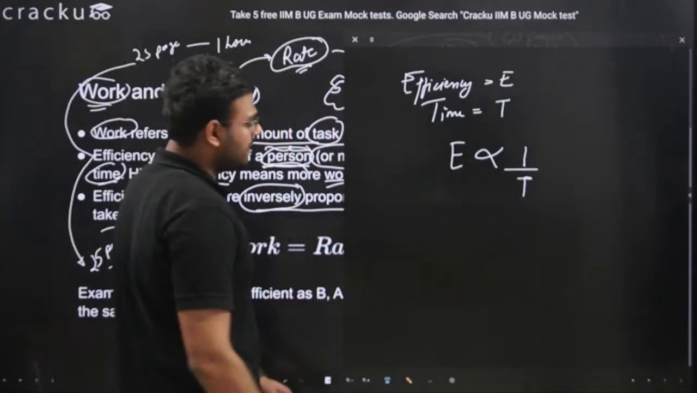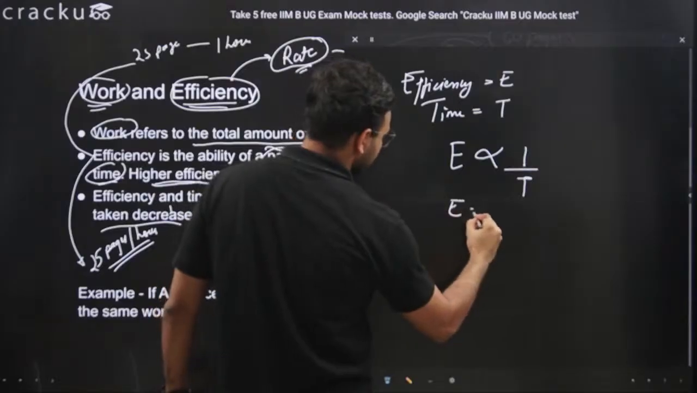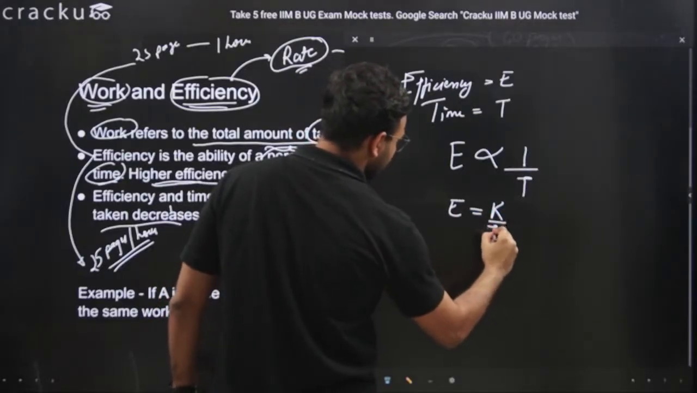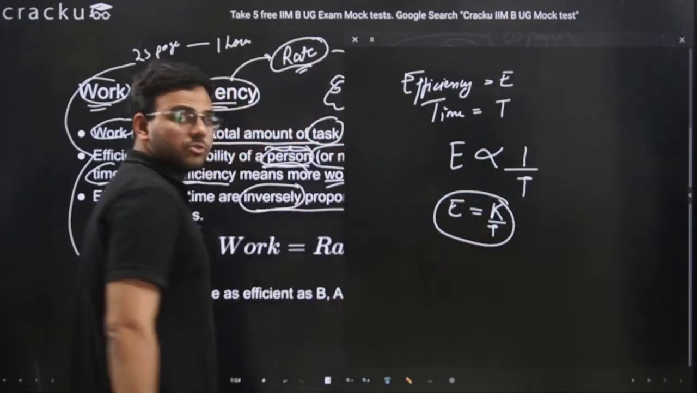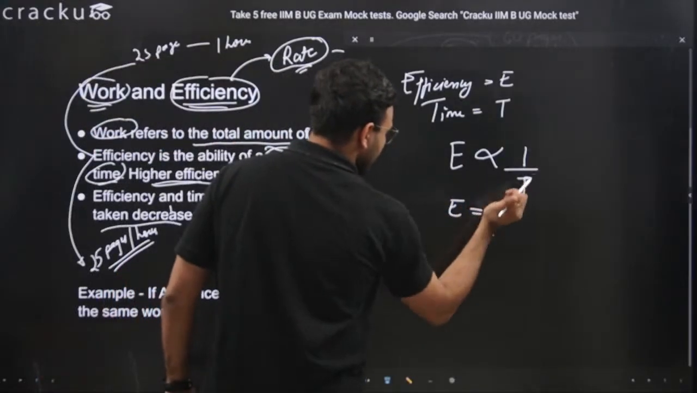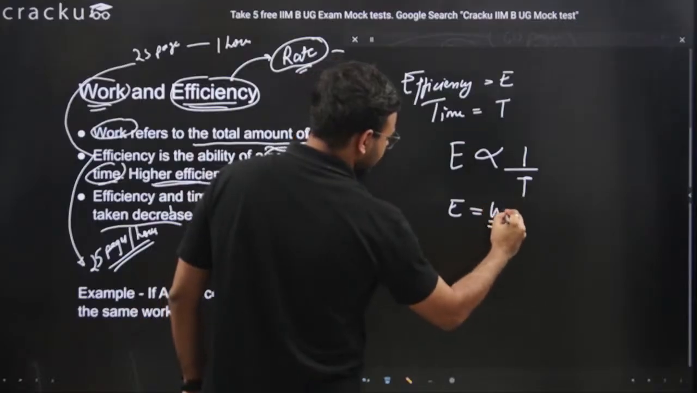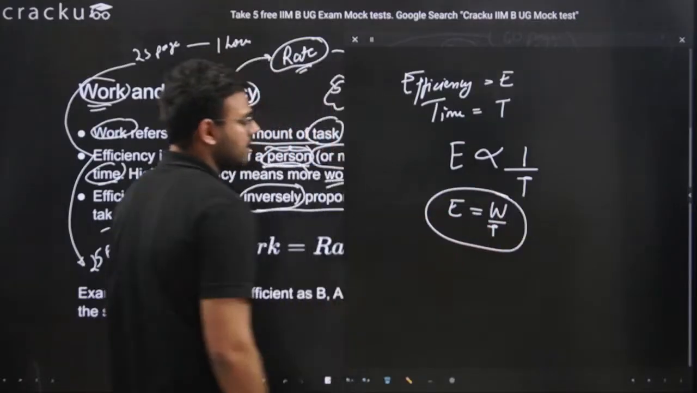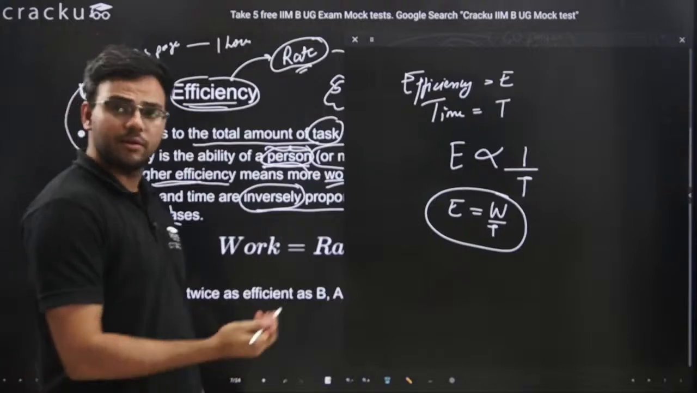This inverse we can remove. We can write E is equals to K upon T. This K is nothing but the work done. So what I'll do, I'll just use W here. So E is equals to W upon T. I'm taking the W as a constant, which is the work done.